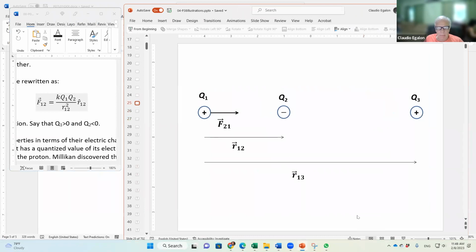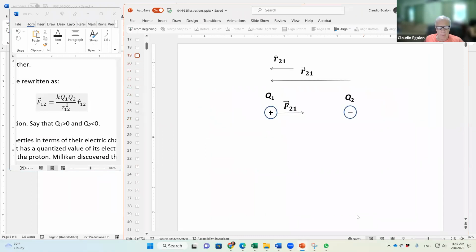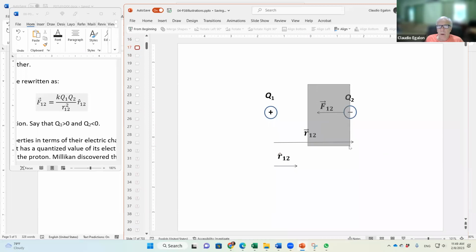Let's see. Force, I want the force of 1 and 2, right? That's the force of 2. Okay, we're going to work with this one here. I'm going to do a movie, starting with charge 1 and charge 2. Okay, let's do this. Let's leave it this way, right?